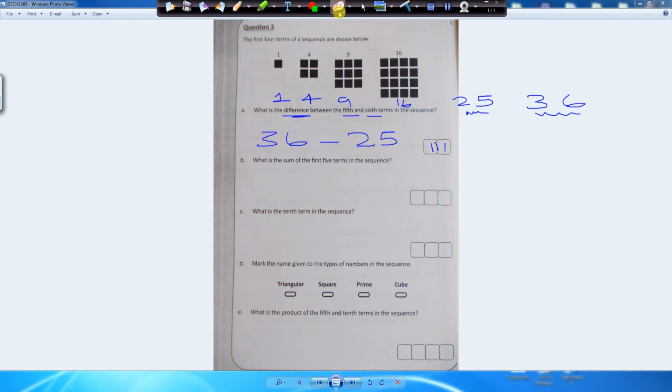Let's make that a bit more neater. 11. Okay, sorry about that, folks. Got to concentrate when I'm writing this.